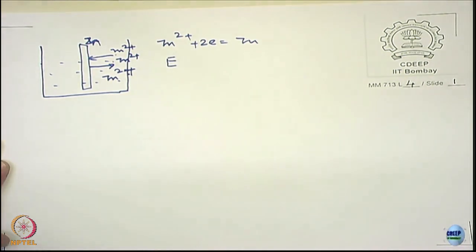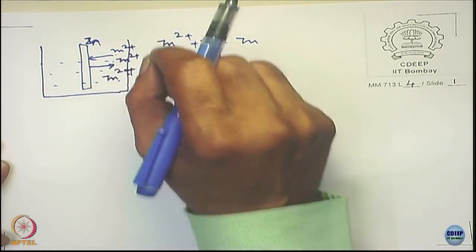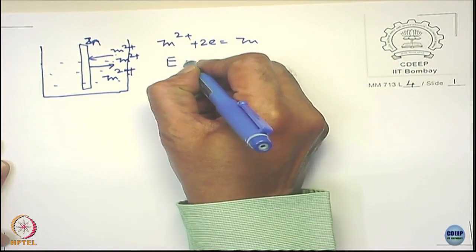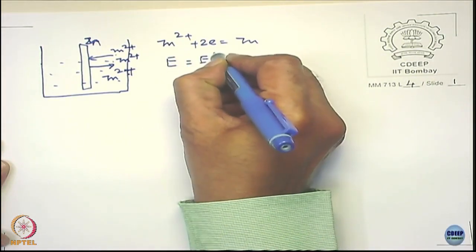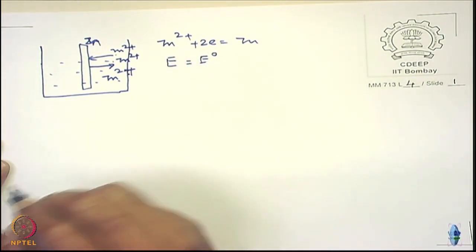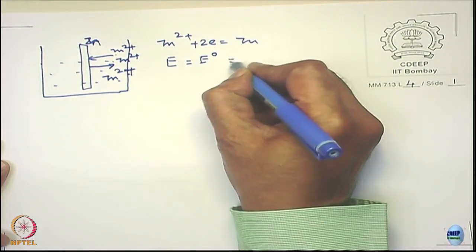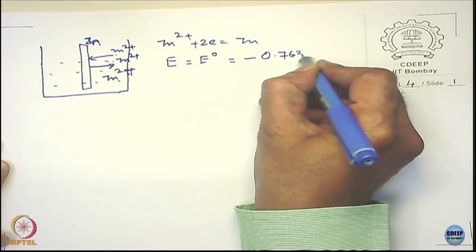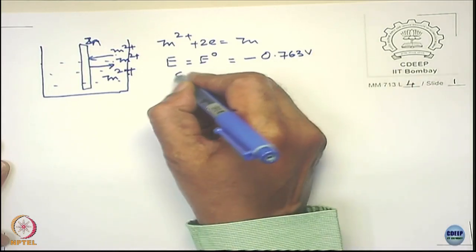For simplicity, we consider that the zinc ions are in the standard state, right? Then what happens to E? E equals E naught, right? And this is going to be equal to minus 0.763 volts in the standard state.